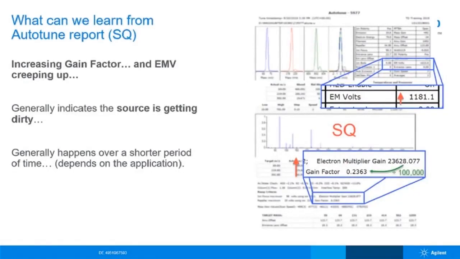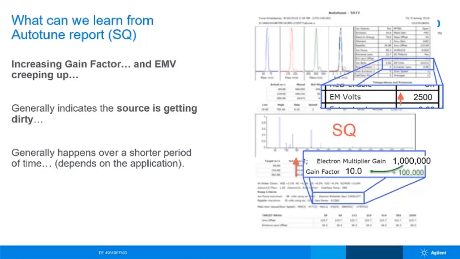We can watch the electron multiplier volts to understand how the MSD is doing, but it's also smart to watch the tune gain factor that's at the bottom of the report, and both the EM volts and tune gain factor are magnified from the report so we can watch them. If both the gain factor and EMV are increasing, typically this means the source is getting dirty. And in this example, we see the numbers increase together as the MSD was used with dirty samples.